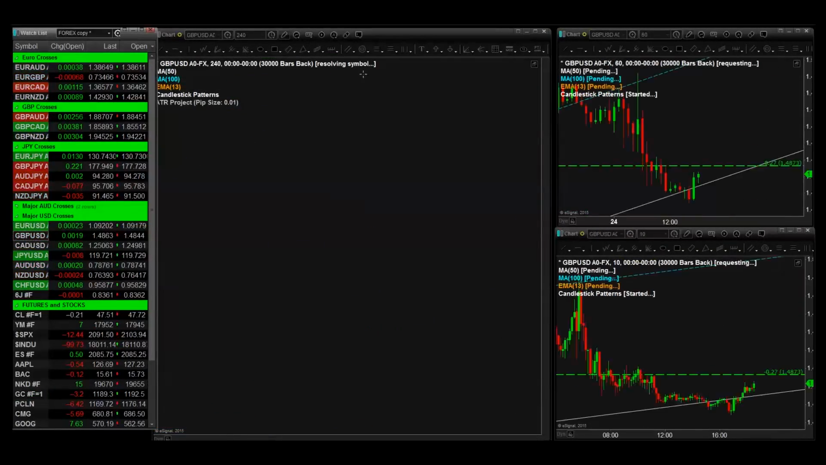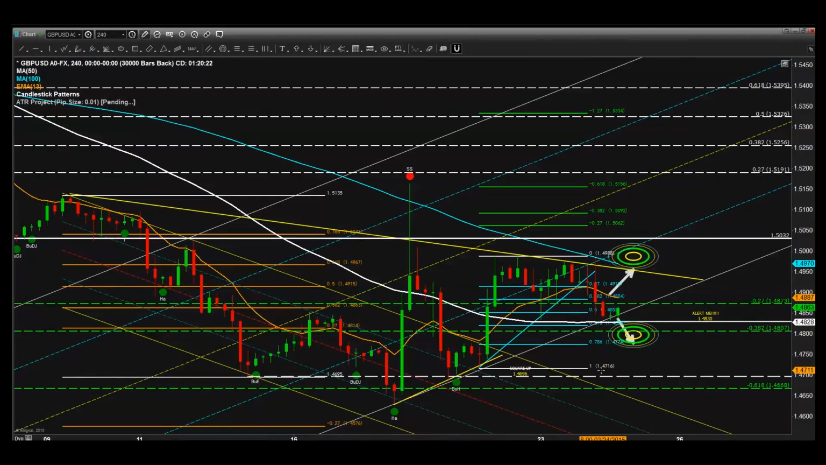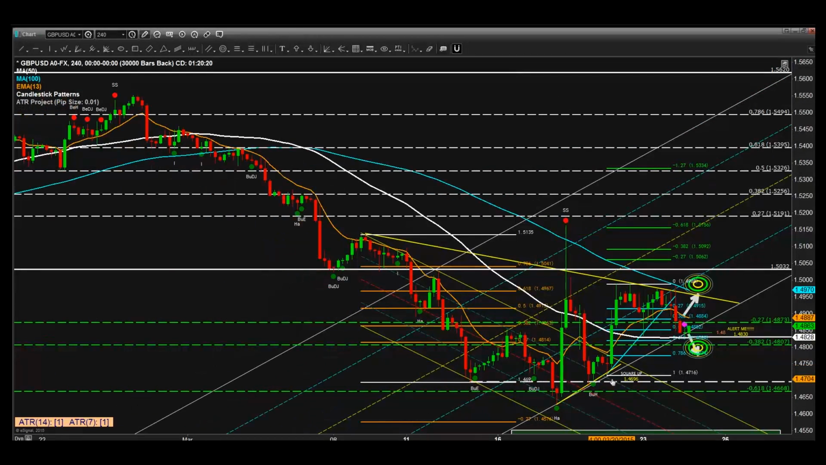Okay, looking at the pound. Pound 240, just like I told you yesterday. Watch out, we are on that wedge. Don't trade it. Many of you didn't listen, and you lost.